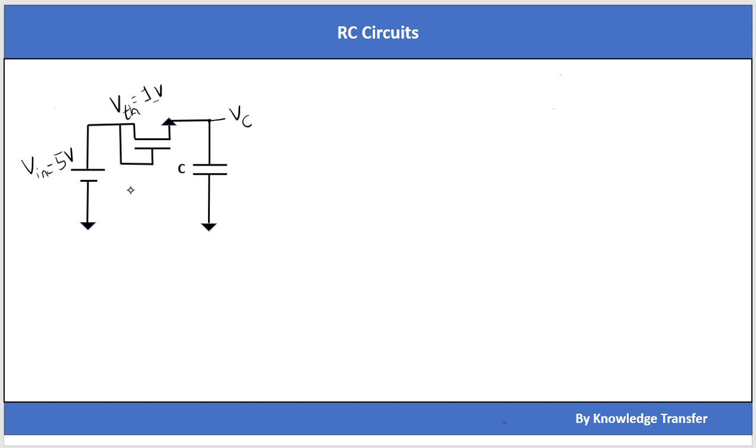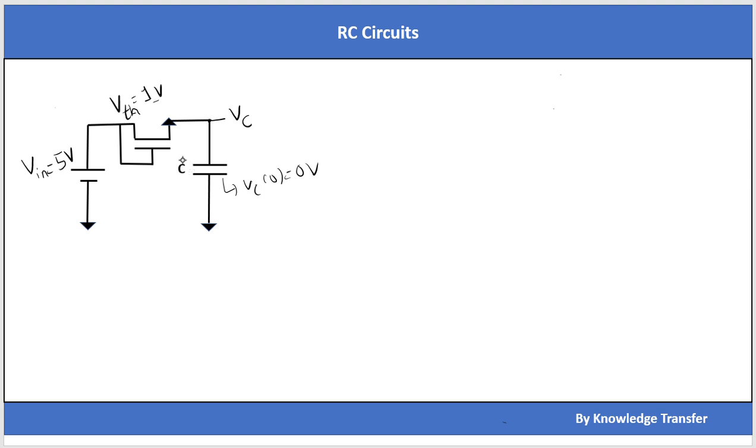Hello everyone. In this video, let's discuss this circuit. Here we can see that we are taking an initially 0 volt charged capacitor connected to a DC 5 volt source, and in between there is an NMOS.